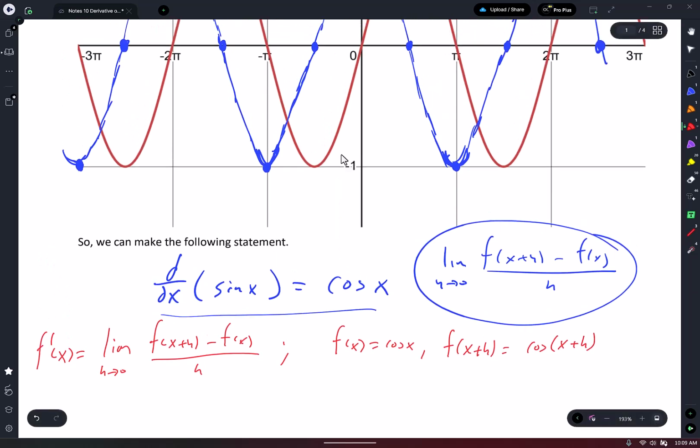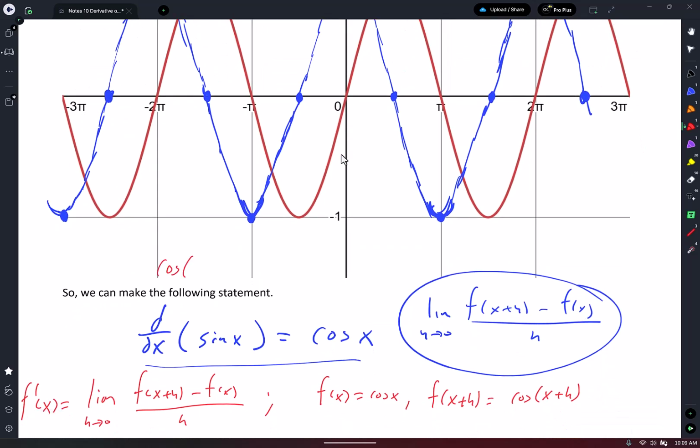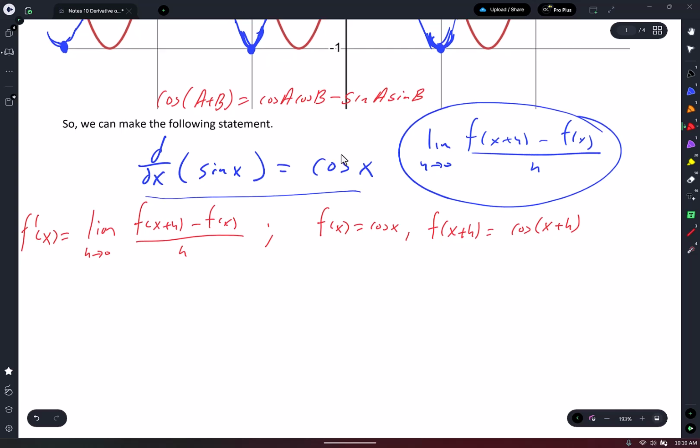I'm going to put the property that we need right here. Cosine of A plus B is cosine A cosine B minus sine A sine B. We've done this many times in pre-cal and in this class, in Quiz 5, I believe. All right, here we go.